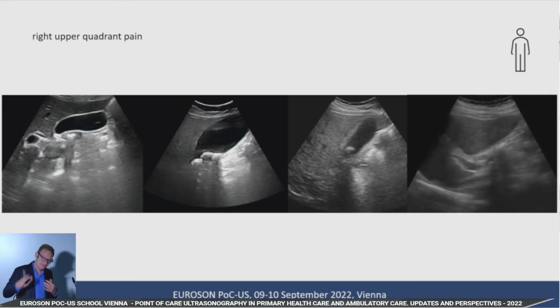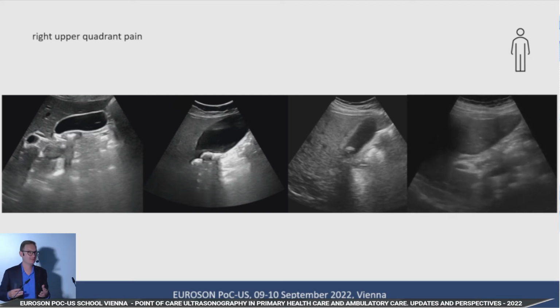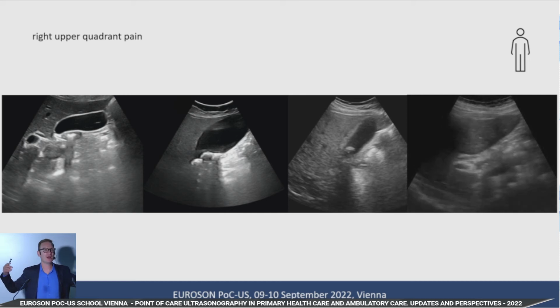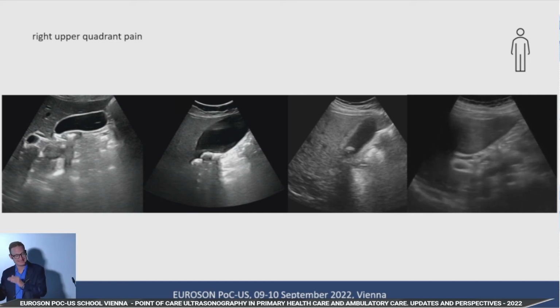So even if the patient is coming to your surgery with no pain because he had the pain 3-4 days ago, we are looking for conditions which might be serious.